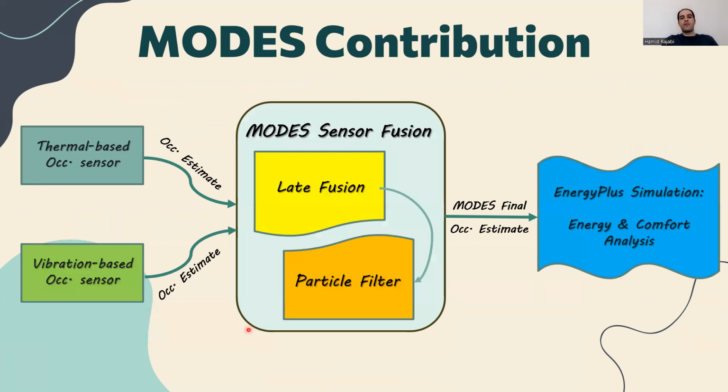Here we see the whole picture of our work. MODES is a sensor fusion pipeline that takes two occupancy estimates from two different sensors, in this case, the thermal and vibration sensors. Then it applies some late fusion processing to merge those two occupancy estimates and refines that estimate through a particle filter to get the best possible occupancy estimate. And finally, we use this final estimate to do EnergyPlus simulations and find out the energy and the quality of comfort effect, and then compare it with the results we got from each individual sensor, as well as with the ones of the late fusion and the particle filter modules.